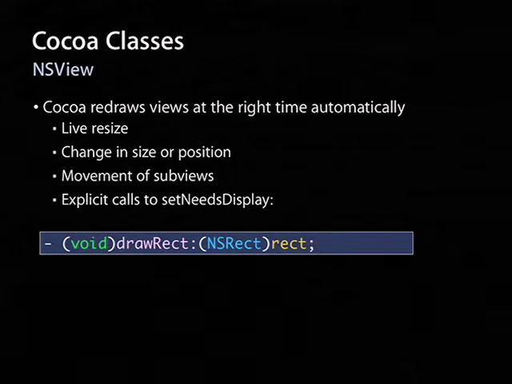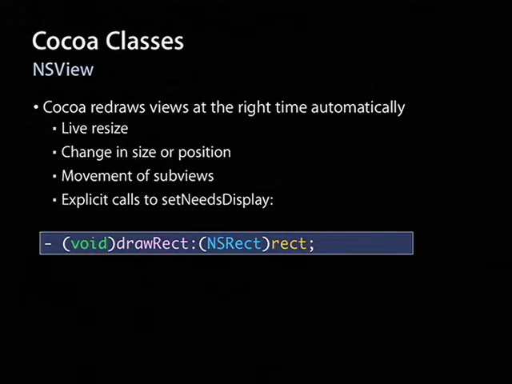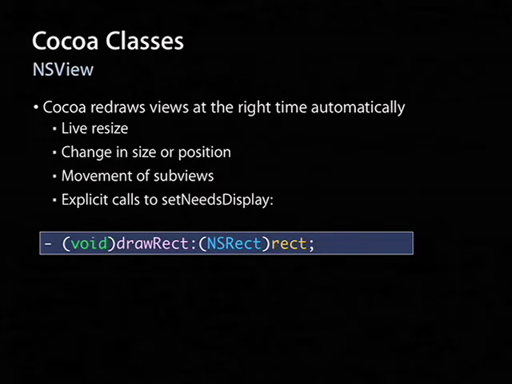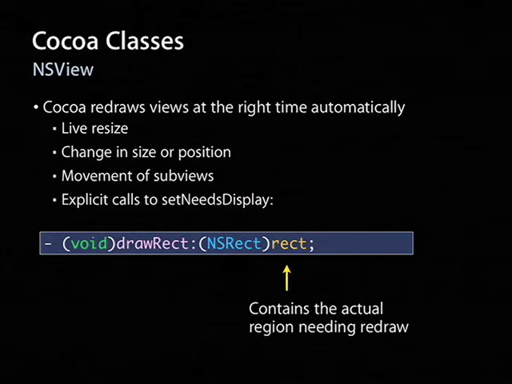So for example, with drawRect, all we had to do was implement drawRect. And Cocoa will automatically call it when the view needs to redraw. For example, when the window is resized, so our view changes its dimensions, or when our view gets moved within the window, so it might appear different. And you can also trigger your own redisplays with the setNeedsDisplay method by sending that to the view. The drawRect has a single parameter, which we're not using here, which contains the actual region needing redraw. So you can optimize your drawing to only draw the portion that actually needs to be drawn.